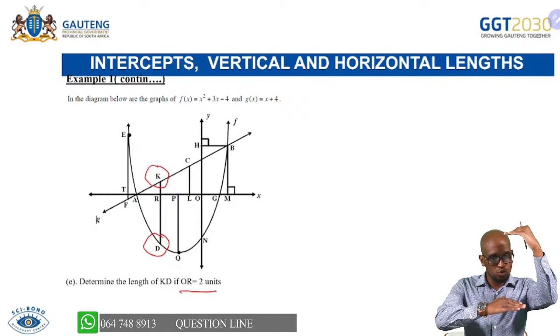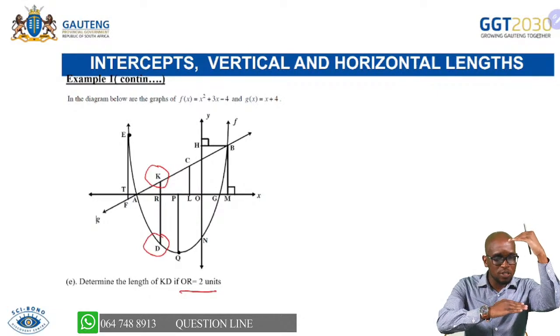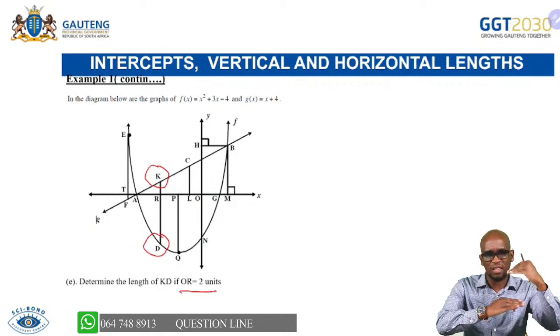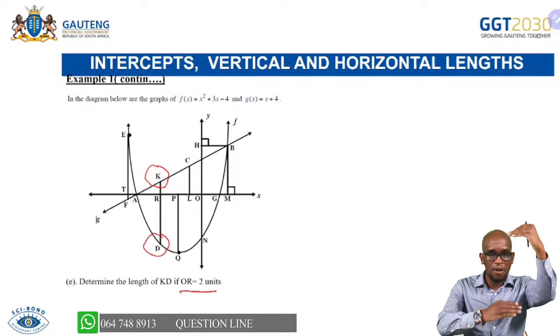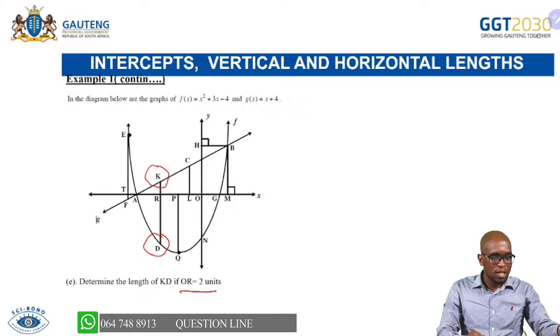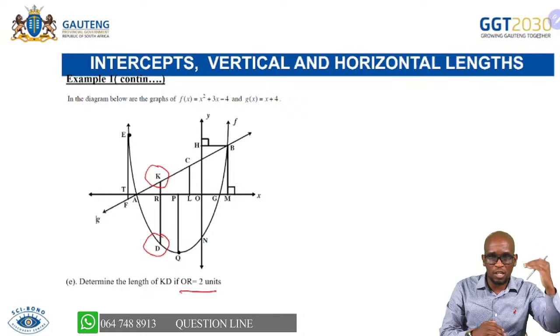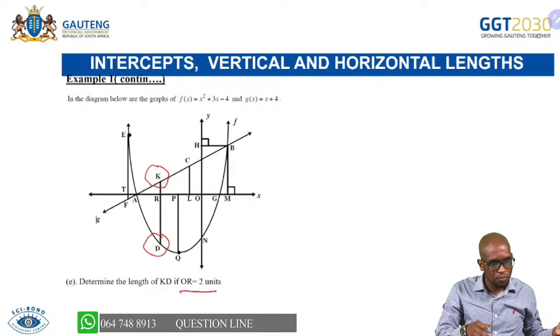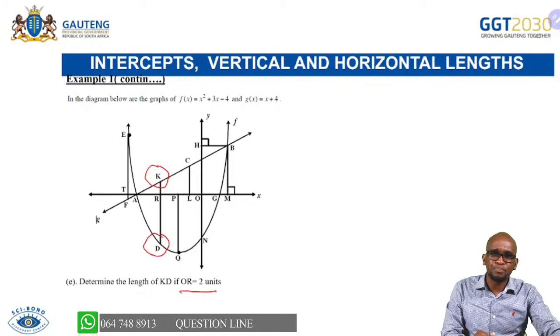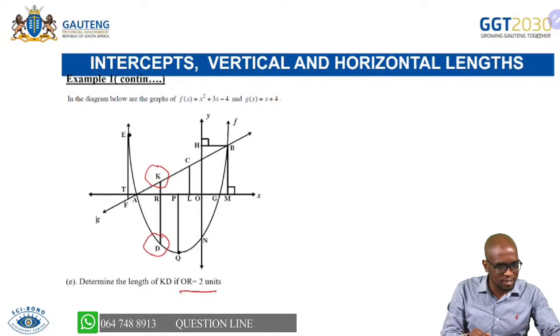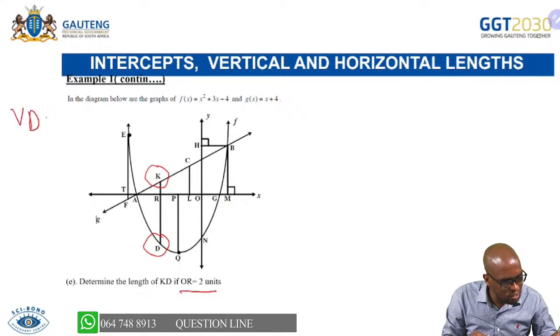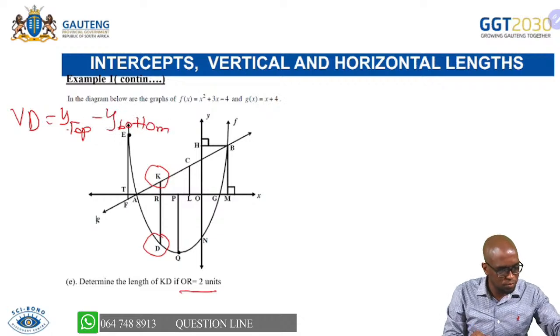Now what we need to do to work out anything about that particular length, we need to take the top graph minus the bottom graph. So generally we say the distance between two graphs is the top graph minus the bottom graph. However, we said to get the vertical distance, we take y top minus y bottom.